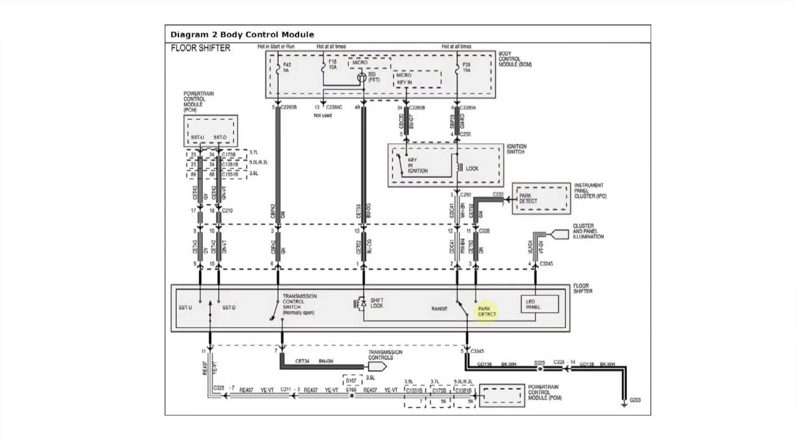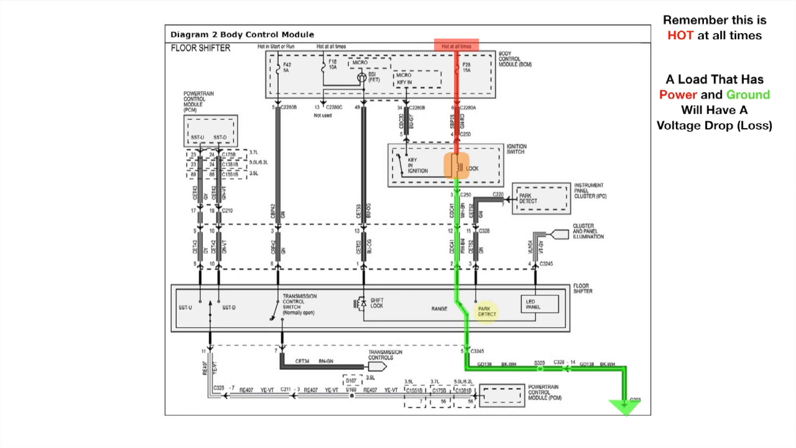Now let's focus on the park detect that is inside the floor shifter. It is a simple two-position switch, normally at rest in the range position. Now range meaning every other position other than park. The switch has two paths or positions and allows ground to pass right through it. Here's the ground, and it passes through the switch up to the load, which is inside the ignition switch. And you have power, which you'll notice is hot at all times. Now we know that any load that has power and ground will have a voltage drop. And keep this in mind, it is hot at all times, so the voltage drop will be at all times.